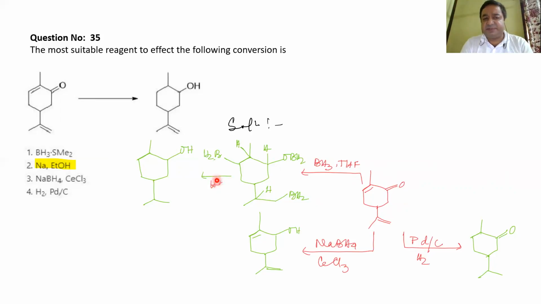Under the presence of a little bit of acid, what will happen is that these alkenes will be getting converted to alkanes.